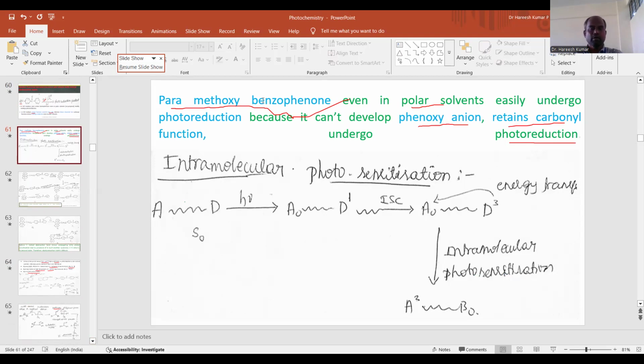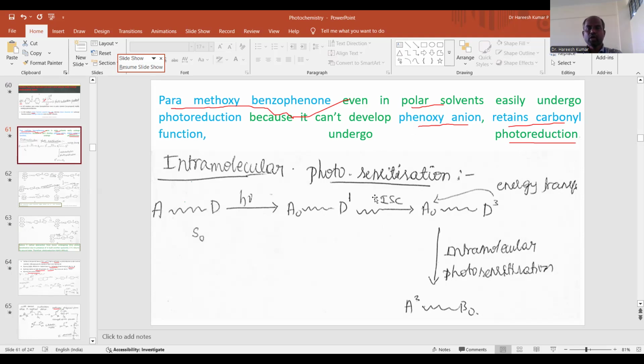That means in para-methoxybenzophenone, the phenoxy anion is not formed. It retains the carbonyl nature. That's the reason photoreduction is favored. So this is about a few examples of photoreduction.